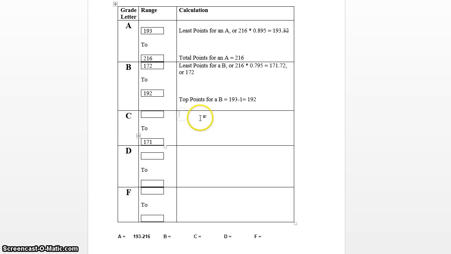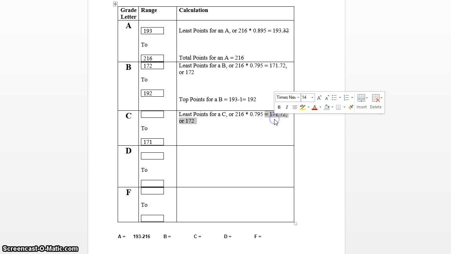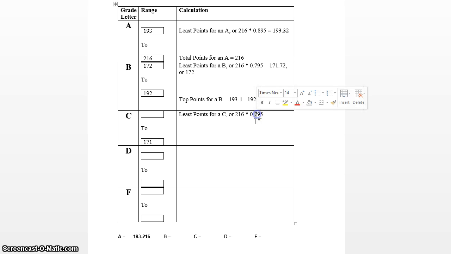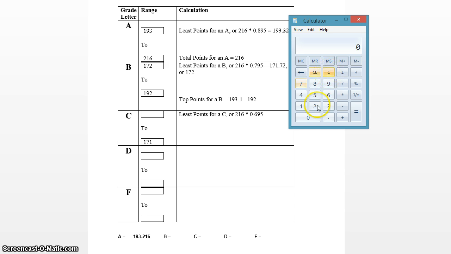So all we need to do to calculate here is the least points for a C, which is 260. So I'm stealing. I'm being lazy now. I'm stealing from my B calculation. It's 216 times 0.695. Let's grab our calculator. 216 total times 0.695. That is, the bottom of a C range is just at the very top of the F range. It's 69.5. If you got that percentage of all the points, you get a C in this class.